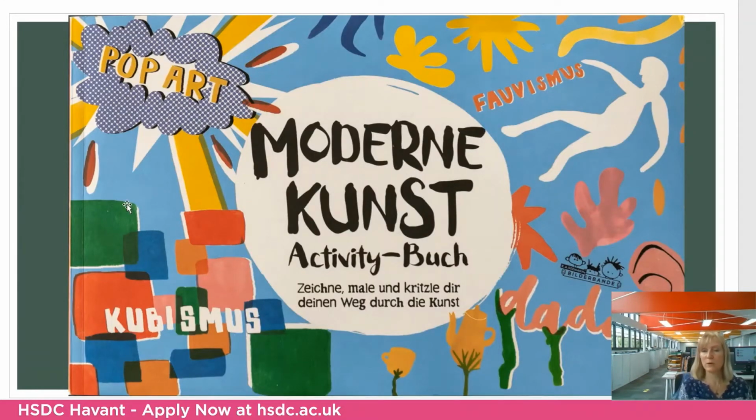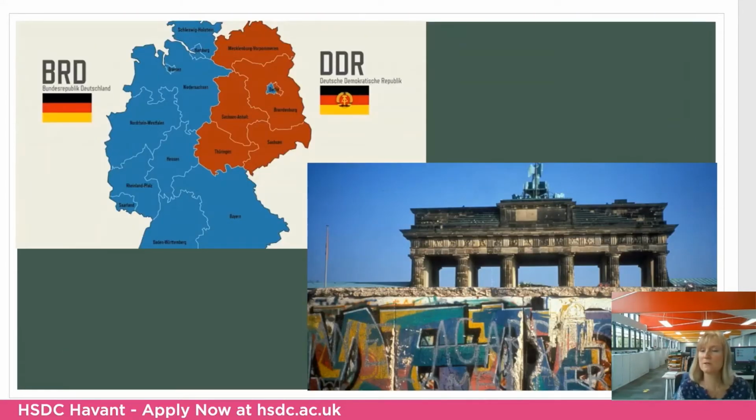And similarly with painting, we'll look at different movements in the German art scene, and students will learn to express their opinions on these different techniques. Towards the end of the first year, we start looking at the historical background to the Berlin Wall, so the division of Germany after the Second World War into East and West.